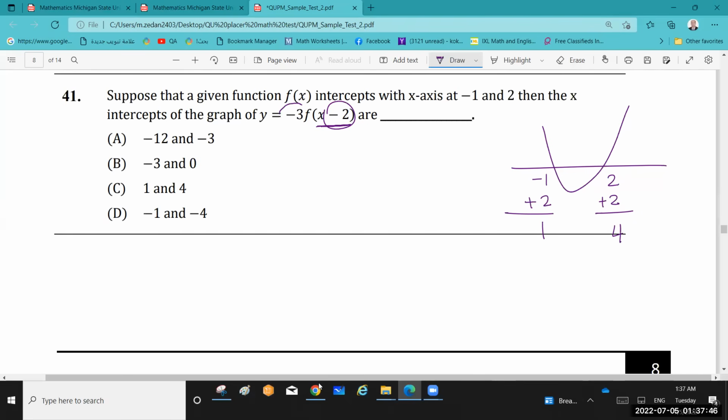And negative 3 will affect the function only for y values. Since these are x-intercepts, the points are 4 and 0, and 1 and 0, so the y values here will not be affected. If you multiply 0 by negative 3, it will be the same. So the points are still 1 and 0, and 4 and 0. So the x-intercepts will be 1 and 4.